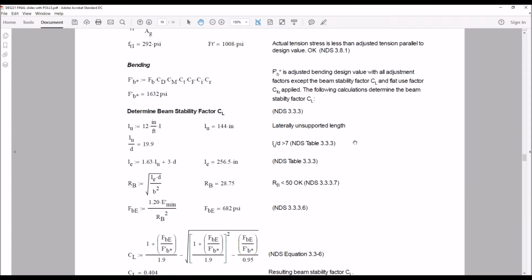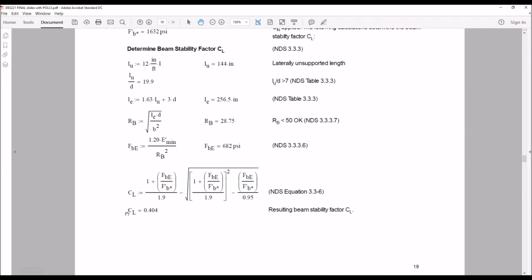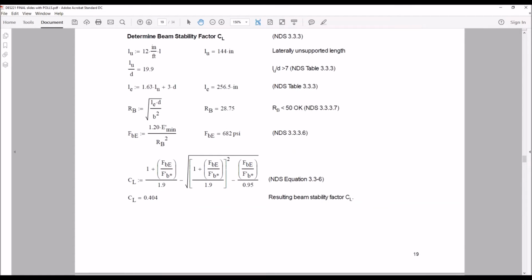I won't go through, as one of my favorite professors used to say, all the blood and gore that is all the math on this page, but we do see that our beam stability factor is equal to 0.404 for this particular member.